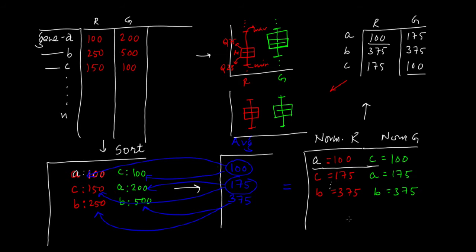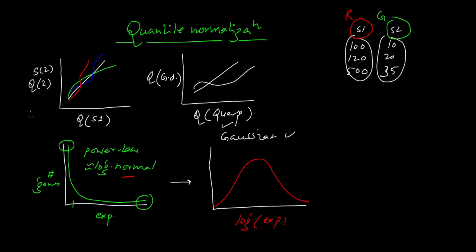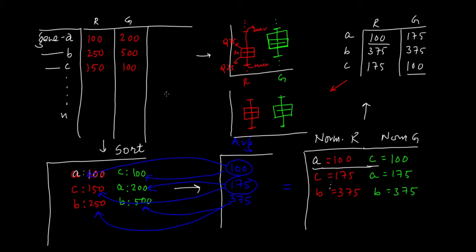If you make a QQ plot, which is a quantile plot, what is a quantile plot? This one is a quantile plot. So if you now make the quantile plot, it would be diagonal for red and green. Let's say quantiles of the red channel here and quantiles of the second, green channel here. So this tells you that the data is normalized. This is quantile normalization.